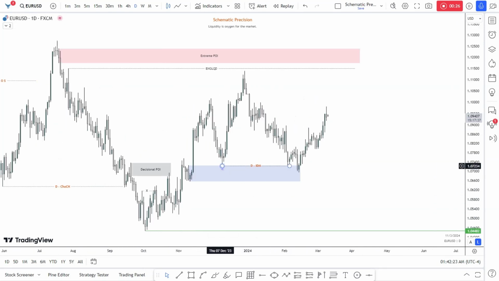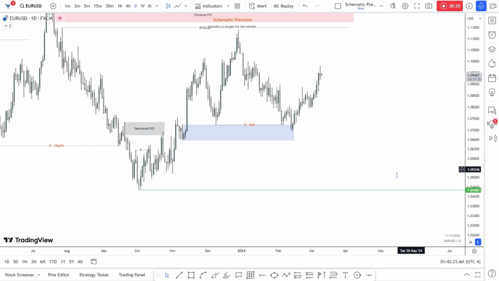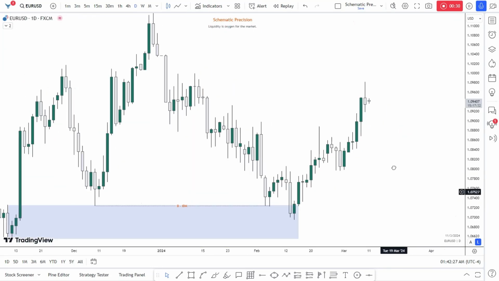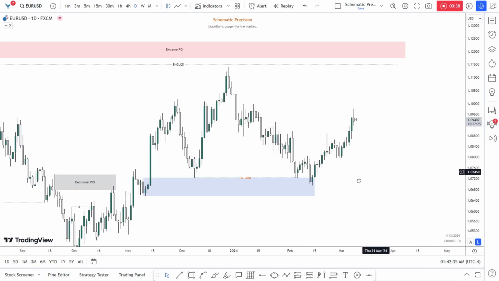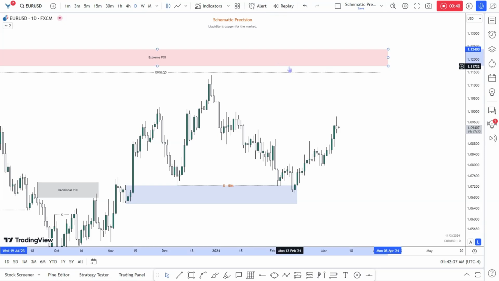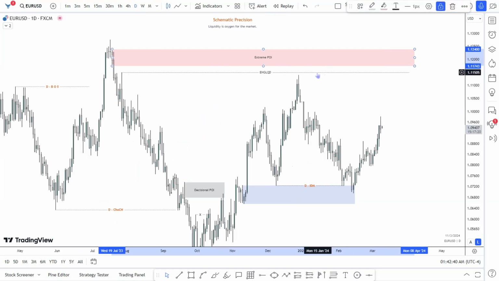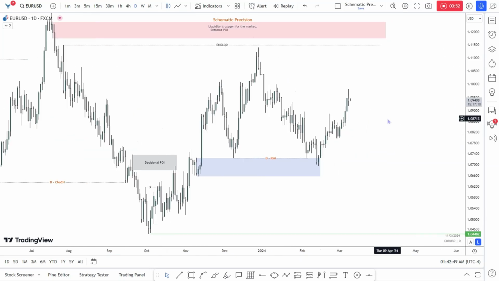And as we know, after we took this inducement from daily, let me zoom in for you. This daily inducement has been taken, and after that I told you we'll be bullish until this extreme POI, and we have this liquidity resting as well. So this POI happens to be more reliable. We can look for shorts from there, right?